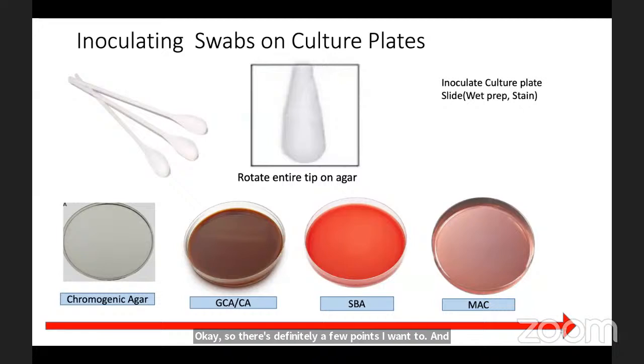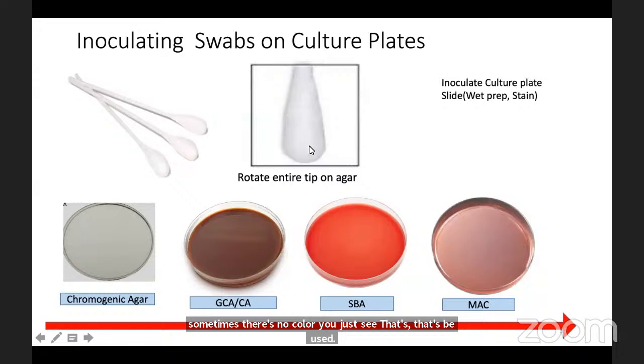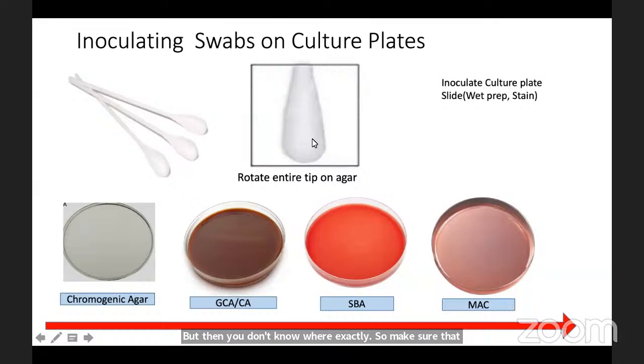So this is just a few points I want to bring out. When you get a swab, let's say from an eye swab, and you are inoculating it on the plates, make sure you roll the entire tip of the swab, because sometimes the swab comes with no color. You just see that it has been used, but you don't know where exactly. So make sure that every part of the swab, I don't know how to show, you just roll it round.